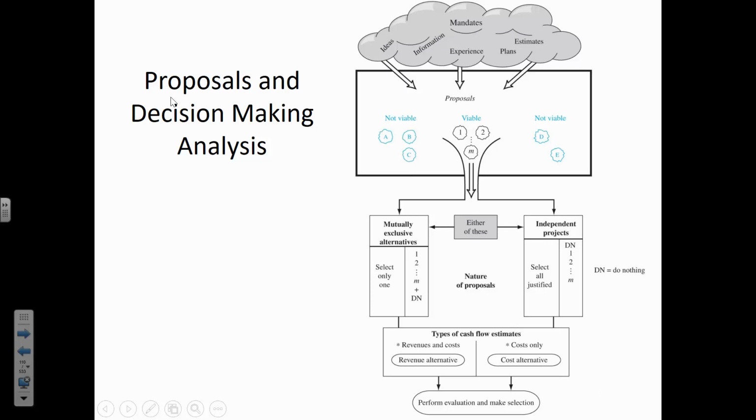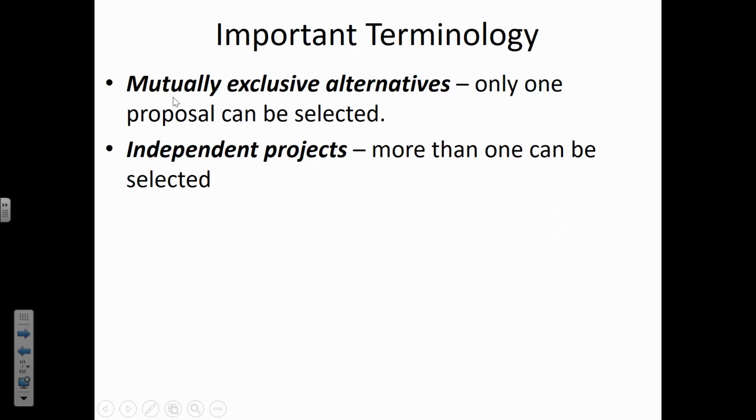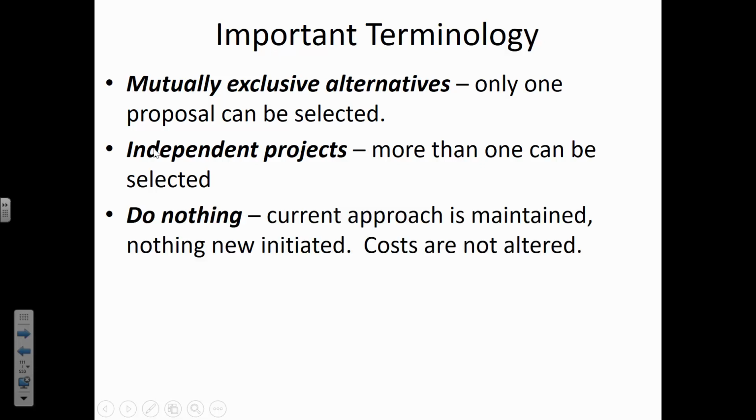So in decision making and analysis, we're going to be using the present worth method of taking all the cash flows to the present and then applying a decision criteria. A mutually exclusive alternative is one where you'd only select one of the options, whereas independent projects you can select more than one. And whenever you're choosing from among alternatives, you should always assume that doing nothing is one of the choices that you've got.